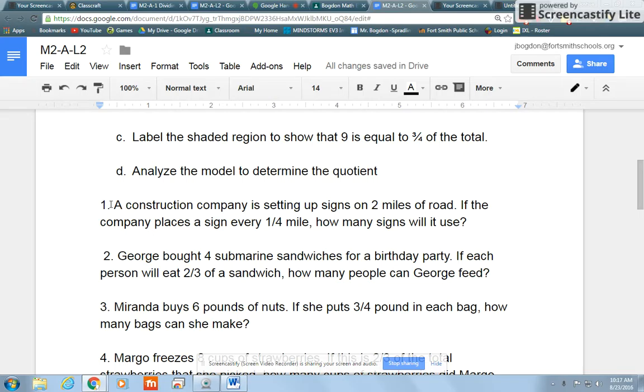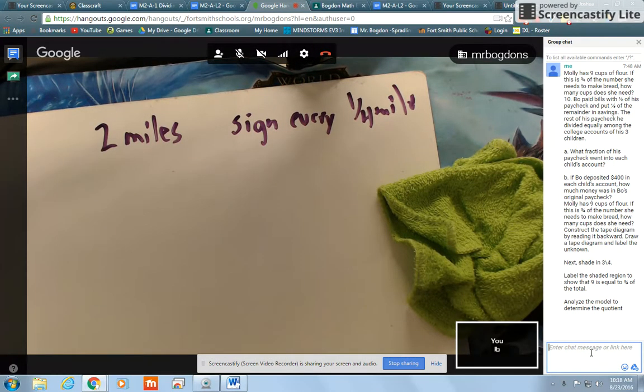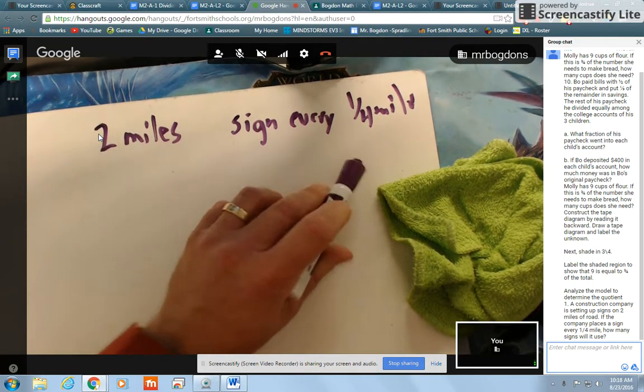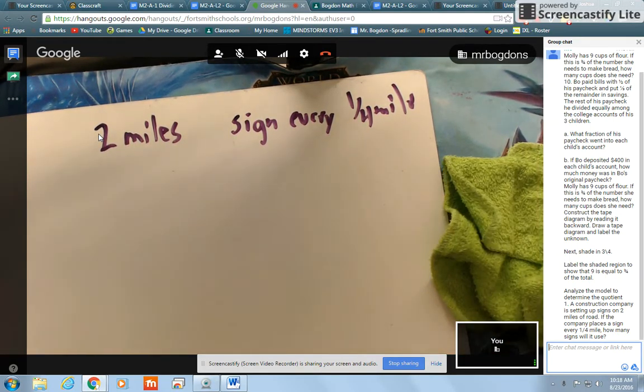So problem number 1 is asking us: a construction company is setting up signs on 2 miles of road. If the company places a sign every quarter mile, how many signs will it use? So I can write down the important information. 2 miles, sign every quarter mile.